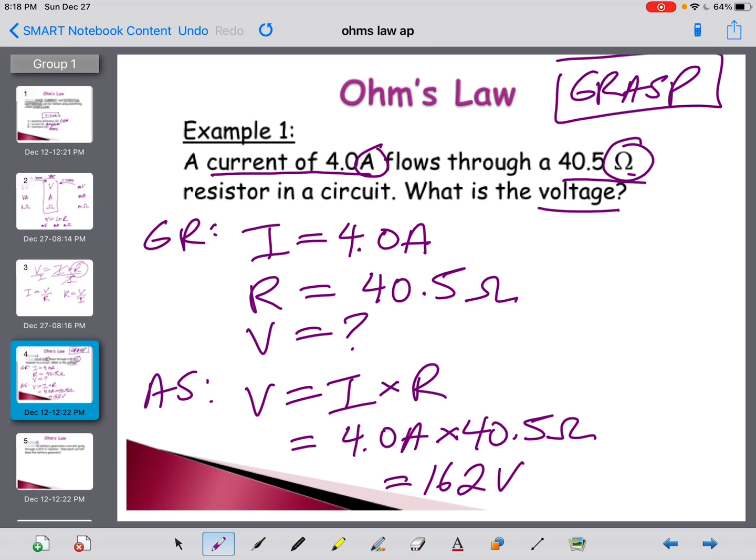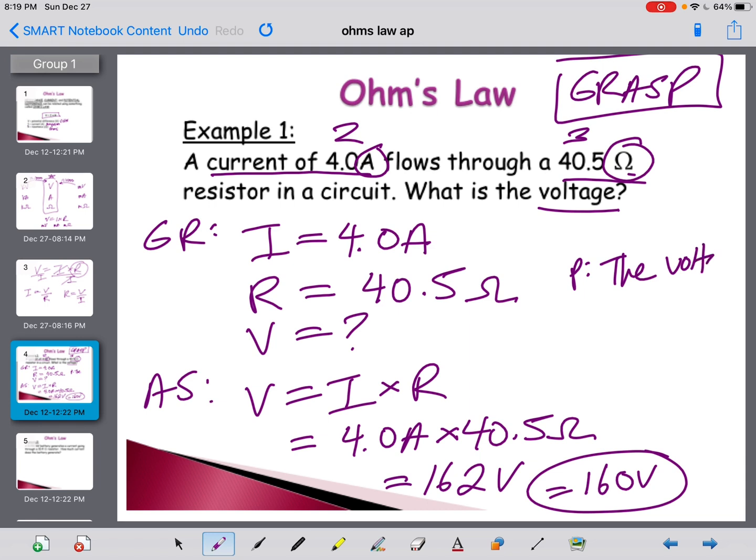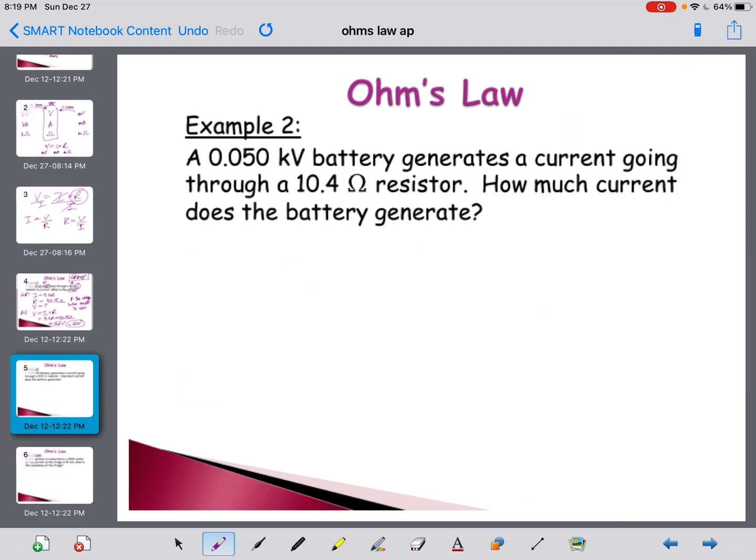Okay, so now we're going to look at significant digits. So 4.0 is 2 sig figs, 40.5 is 3. So that means my final answer here, I would have to report this to 2 significant digits, which would be 160 volts. And then, of course, we need a therefore statement. So the voltage in the circuit is 160 volts.